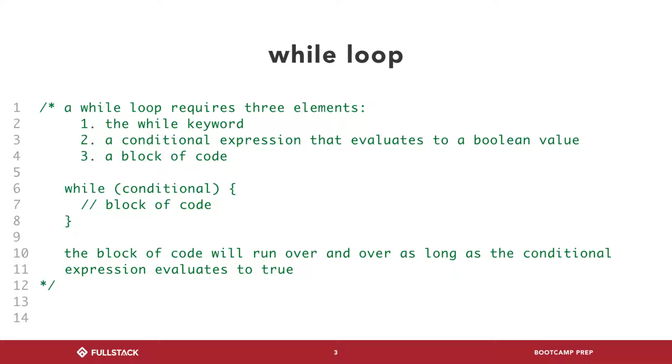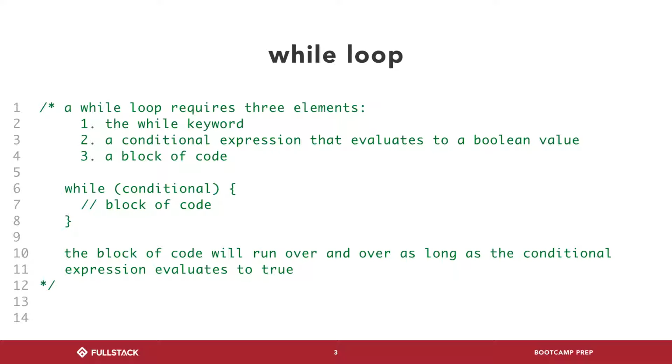And how a while loop works is this code block will run over and over again as long as the conditional is true. So when JavaScript reaches this line of code, the first thing it will do is check the conditional. Is it true or is it false? If it's false, it will say, great, I'm going to skip to line 9. If it's true, it will say, let me execute this code block between line 6 and 8.